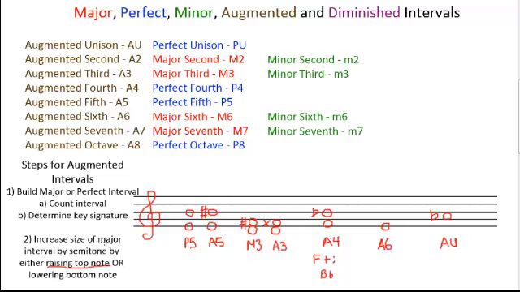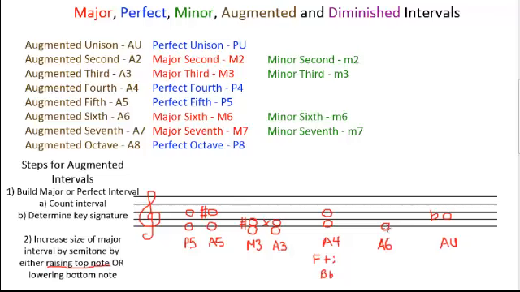Now we want to increase the size of that perfect interval by raising the top note by a semitone. So instead of having a B flat, we're going to get rid of that flat, raise it to just a plain B natural, and just write it as a B. So an F to a B now would be an augmented fourth.